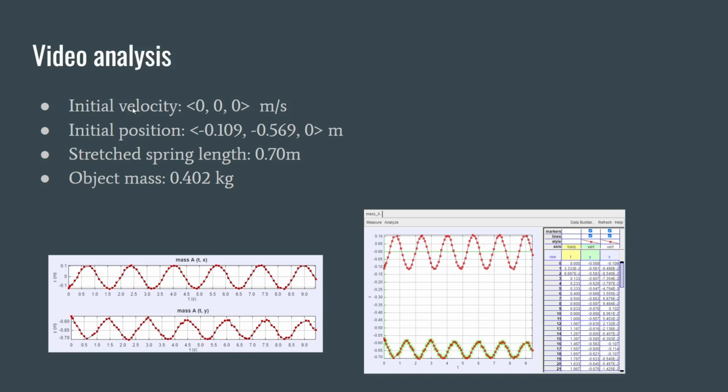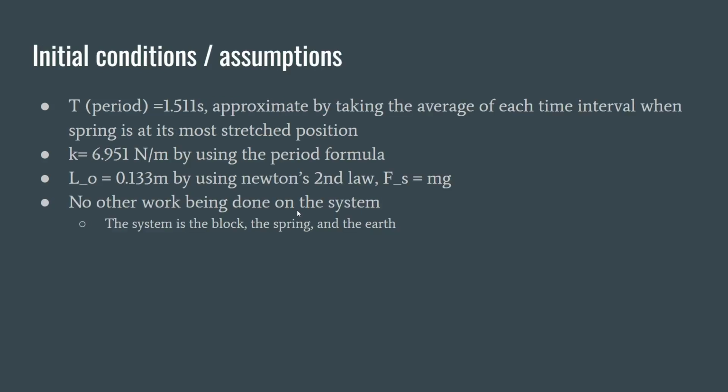Here's the video analysis, and here are some initial conditions that I got from the video analysis. Since the object dropped from rest, the initial velocity would be 0, and the initial position is found by taking the first data point of the x and y position. The spring length and the object's mass are given in the files section of Canvas, in the video. Some initial conditions and assumptions are the following.